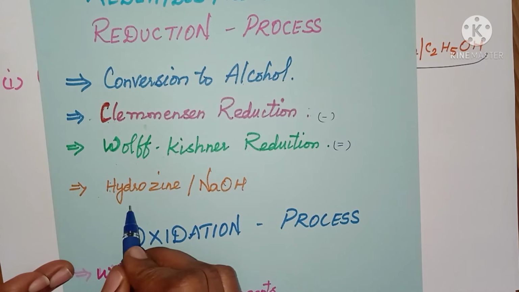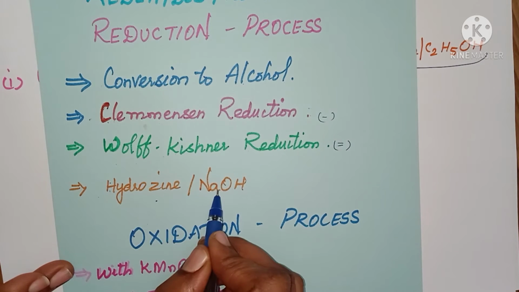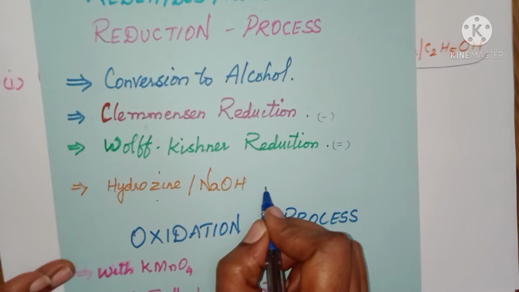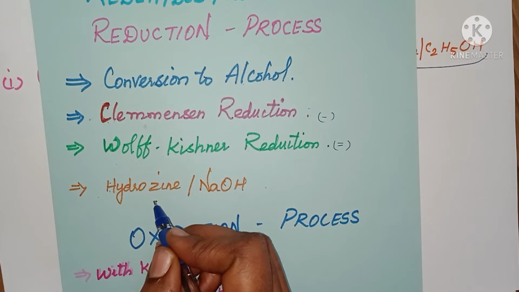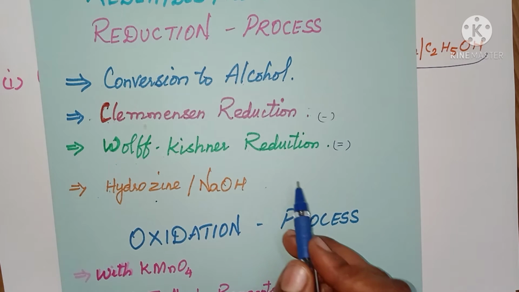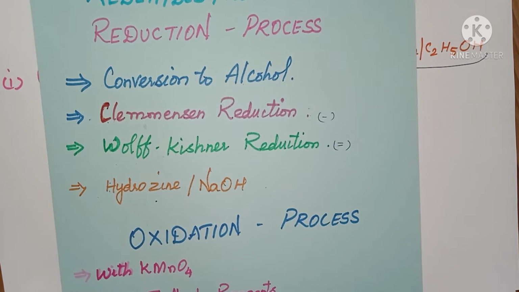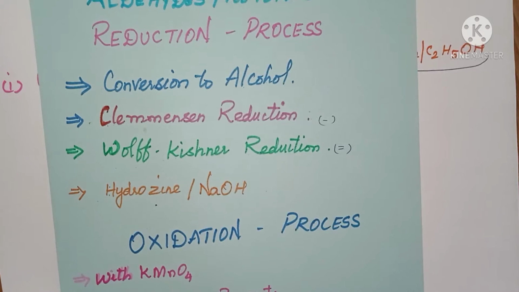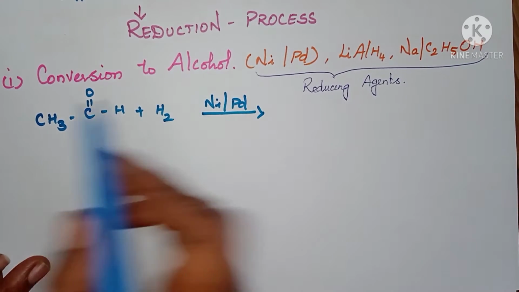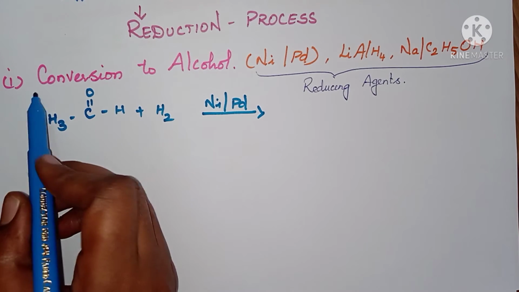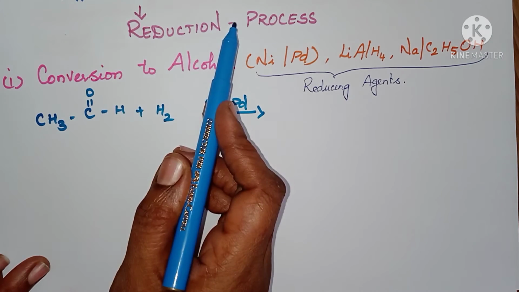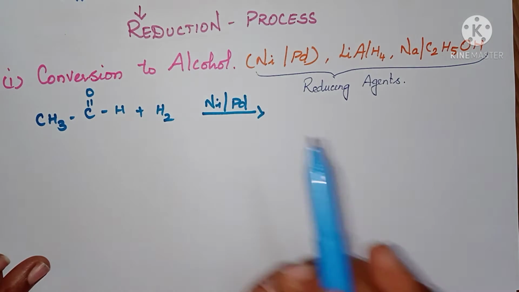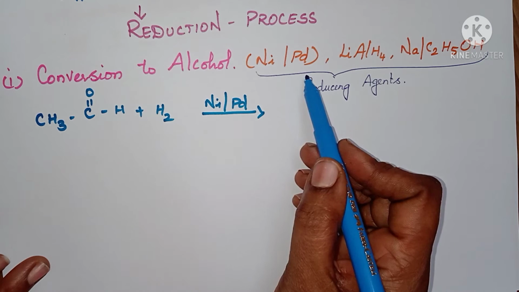The last one is hydrazine with sodium hydroxide. Here you are getting some product, that is the hydrazone product. What is it? This also is an alkane process. Okay, now the first reaction, which is conversion to alcohol, that means aldehyde or ketone, any one, we are using a reducing agent.